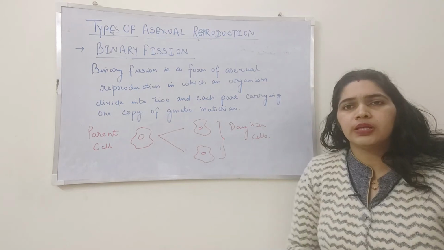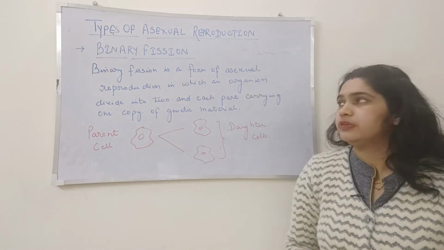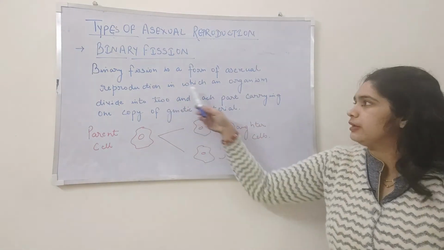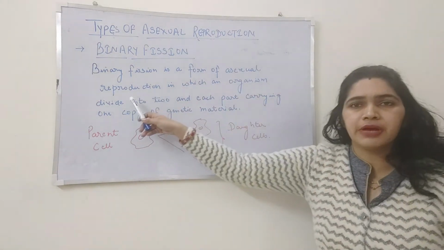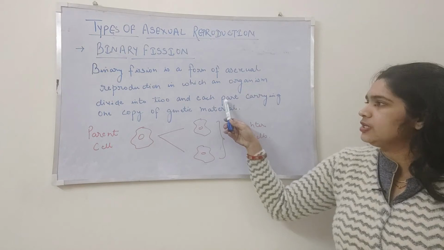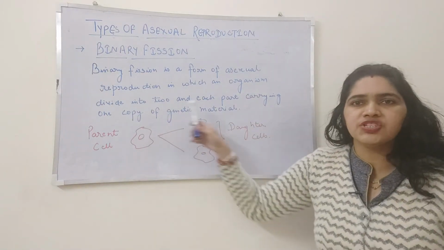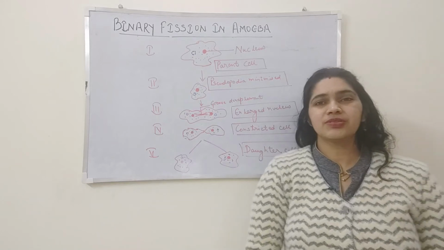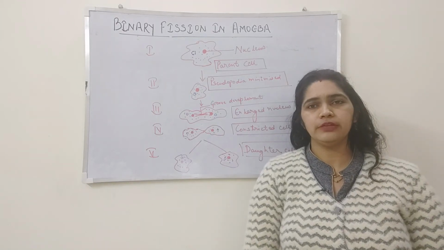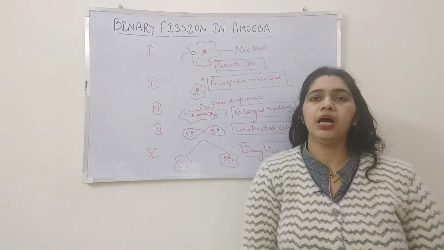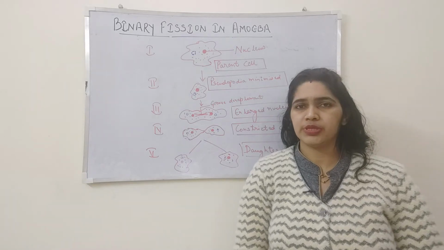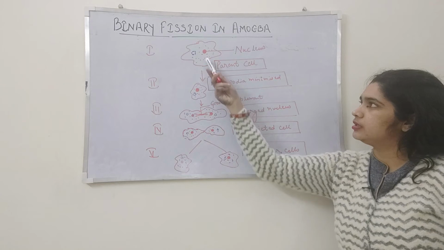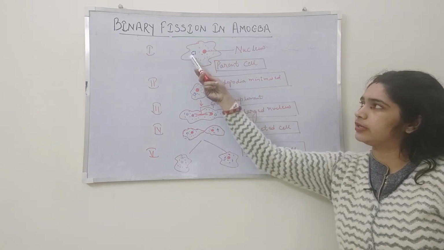Now let's have a look at the definition of binary fission. Binary fission is a form of asexual reproduction in which an organism divides into two and each part carries one copy of the genetic material. Now let us try to understand how binary fission took place in amoeba. The body of the amoeba is highly porous. In this diagram you can see the parent cell. This is the nucleus, this is contractile vacuole.